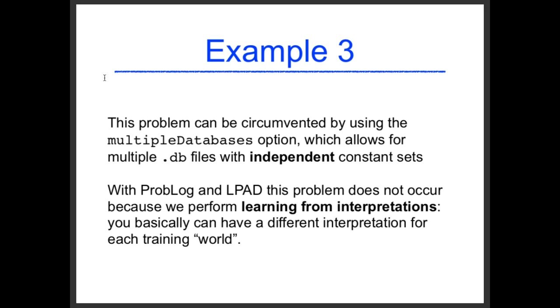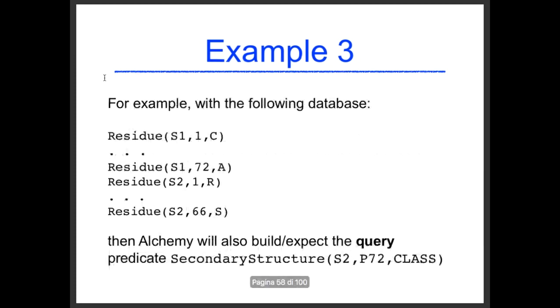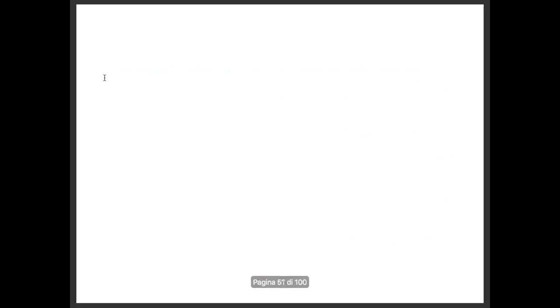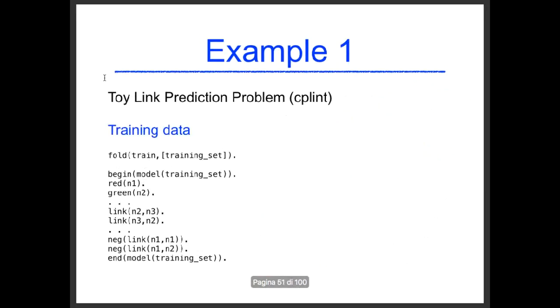This is something that only affects Markov logic, because with Problog, with LPADs, cplint, you perform basically learning from interpretation. So what you have seen here, for example, this is one interpretation. By default you have to write them here. You cannot do it another way.